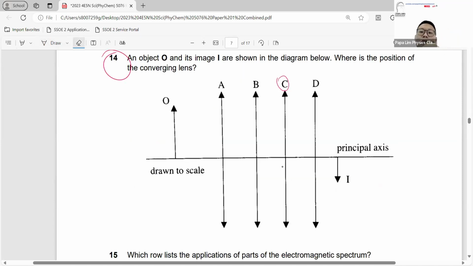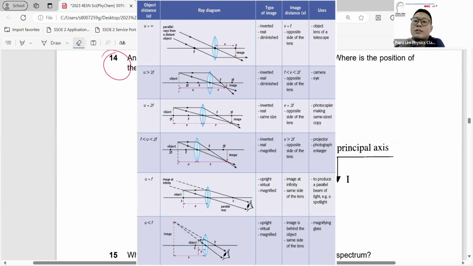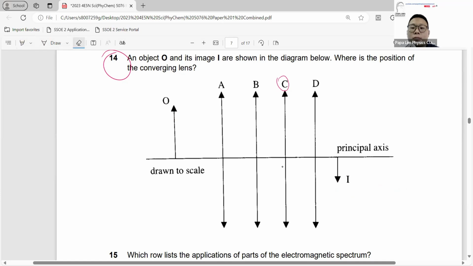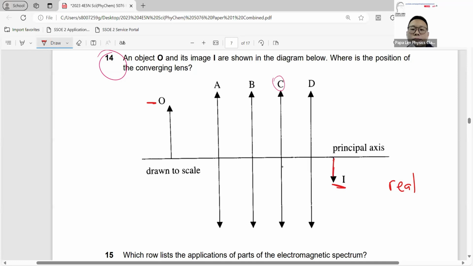Now, for question 14 here, it talks about lenses, and for this particular question, you have to take note of the 6 diagrams. Which of the 6 diagrams are we using? You have to look at the question to sieve out. First one is the orientation. The image and object are opposite of each other with the lens in between, which tells us a clue that the image is real. Second, the height of the image, or the size of the image versus the object. The image is smaller, which means it is diminished.